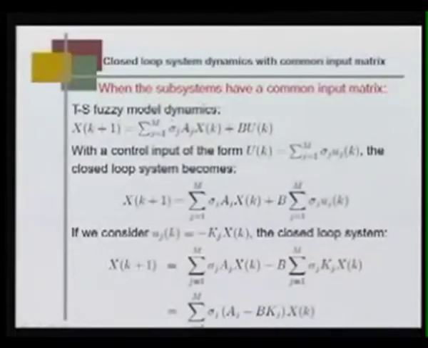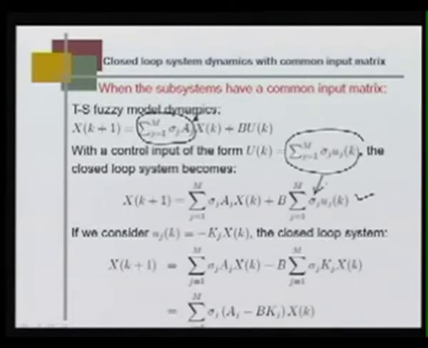So, now for such a common input matrix, what will be the closed loop dynamics? Now, the TS fuzzy model dynamics is sum over j of σ_j A_j x(k), which I have already told you, plus B u(k). So, when u(k) is this type, we have already said the closed loop system dynamics is given by this. Simply I replaced u(k) by this particular term, this is input.